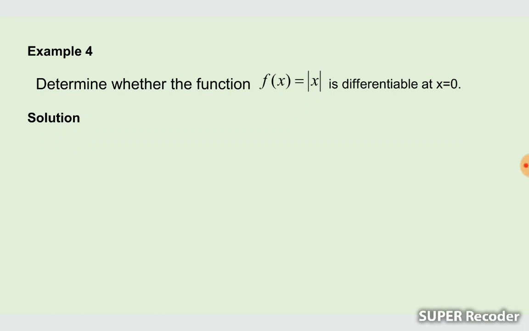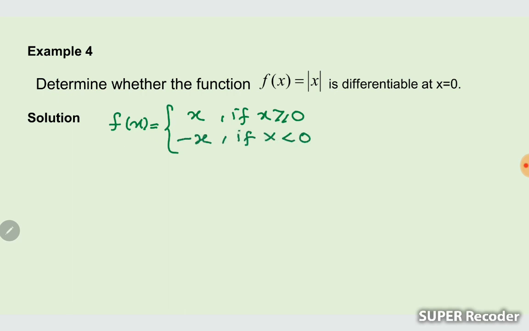Example 4. Determine whether the function f(x) equals modulus x is differentiable at x equals 0. We start answering this question by defining what f(x) is. f(x) is equal to x if x is more than or equal to 0, and negative x if x is less than 0.